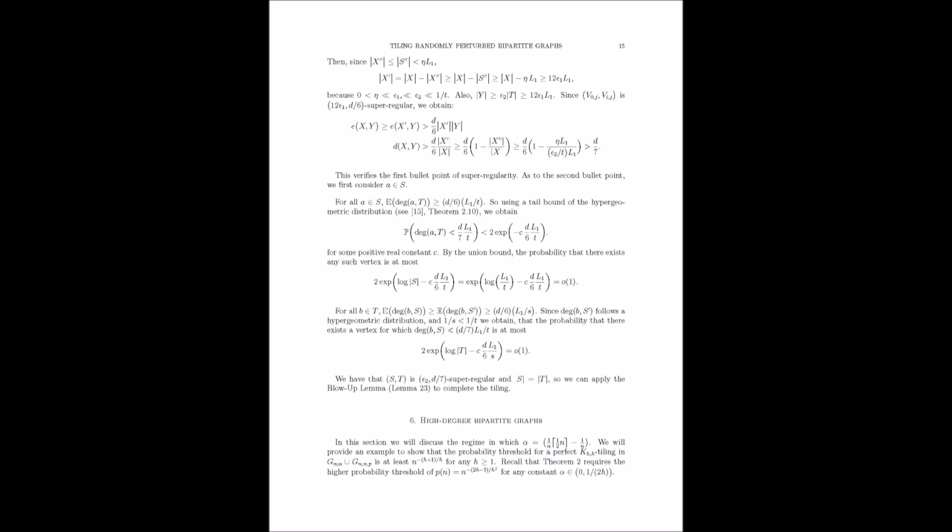A superregular pair is an epsilon regular pair where, in addition to the edges being well distributed, each vertex has a lot of neighbors in the other set. Okay, so it's like even more dense than a regular pair. Exactly. Got it. And then what was that slicing lemma you mentioned?